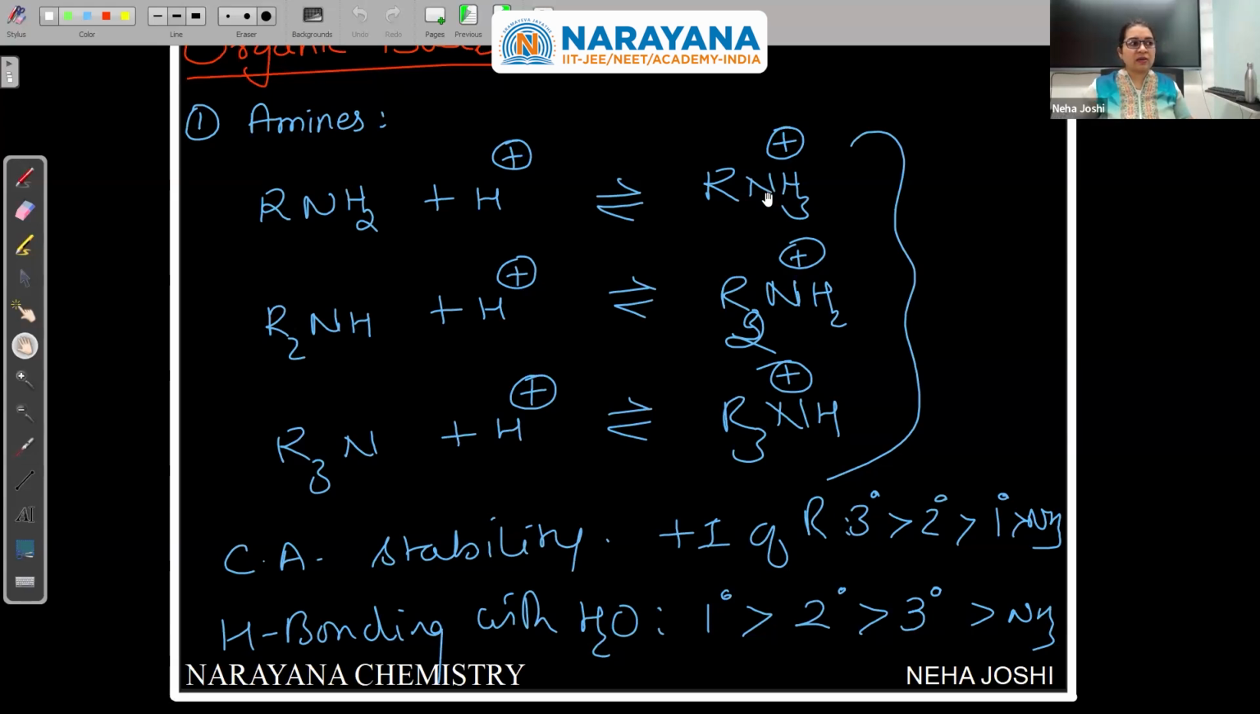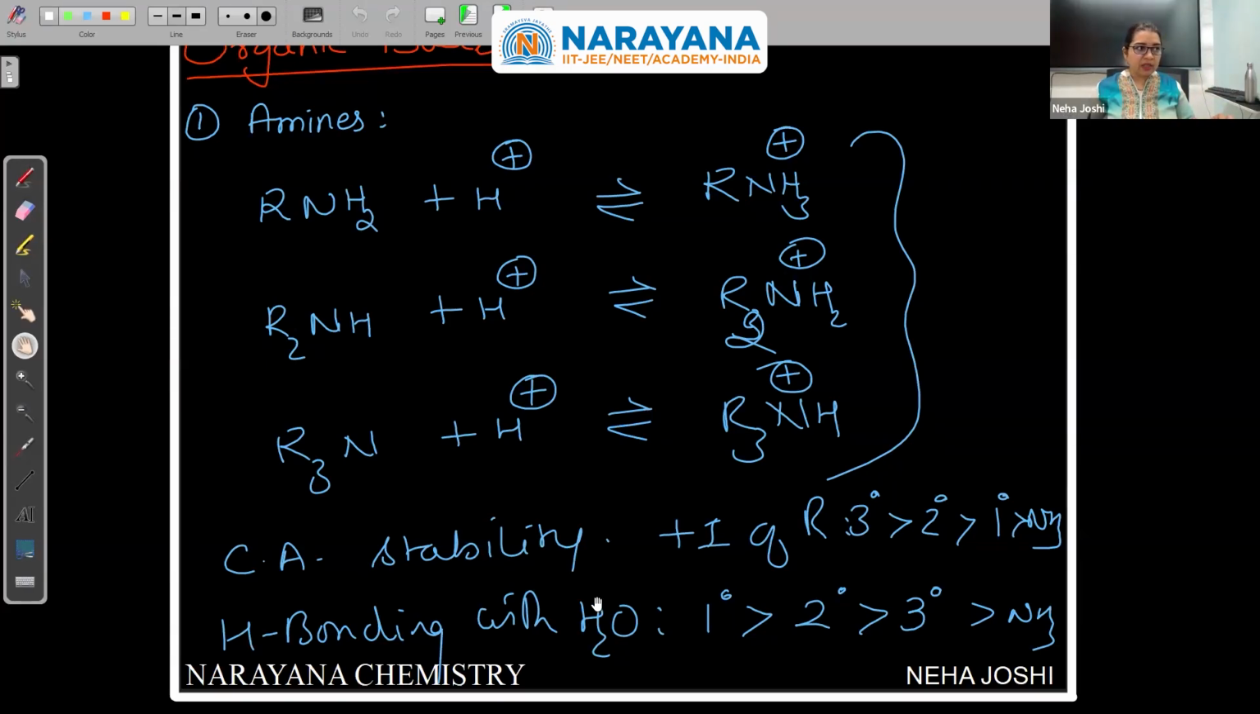The order of stability of conjugate acid is 3 degree better than 2 degree better than 1 degree. Ammonia is the least, there is no plus I. So in gaseous phase, when there is no other factor, the order of basicity of different amines is found to be so. We have found this only.